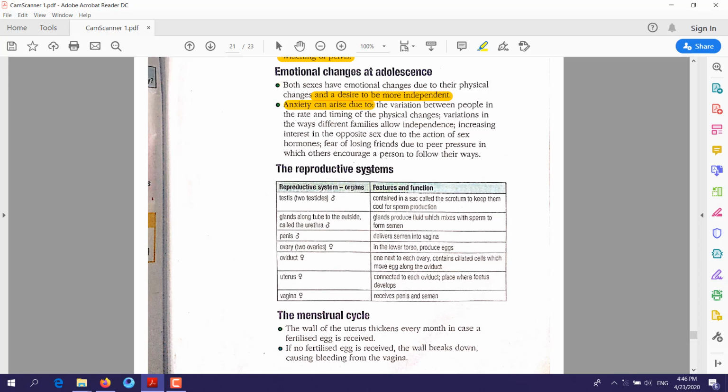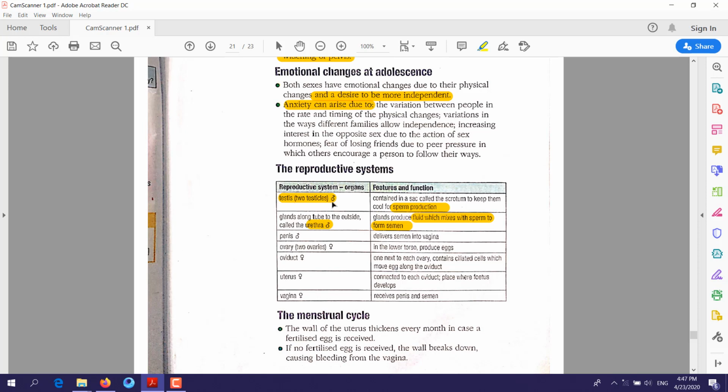The reproductive systems of both male and female. Each reproductive system differs from the other. For example, what do I mean? The reproductive system of male differs totally from the reproductive system in female. Each reproductive system has its own organs. For example, let's start with the male testes, two testicles. Features and function. The function of testicles is what? It's to produce sperm. Then glands along a tube to the outside called the urethra. Glands produce fluid which mixes with the sperm for semen.